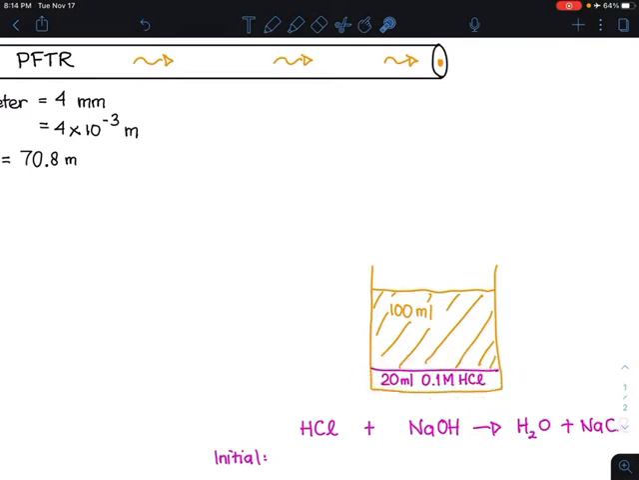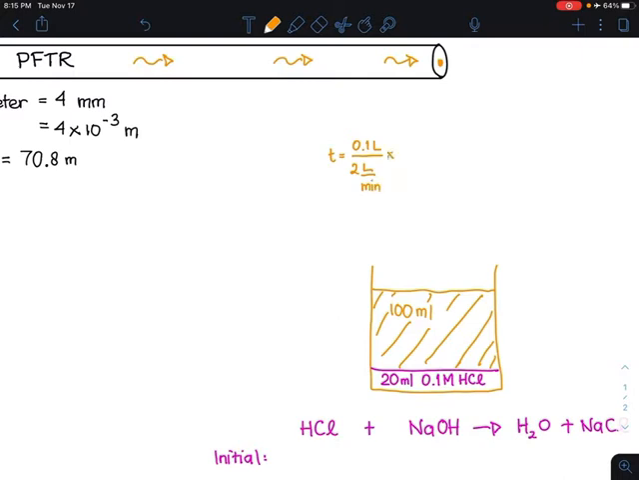Let's say we collect the sample from the outlet, and the amount of sample collected is 100 milliliter. By the way, how long does it take to collect 100 milliliter of sample? We want to collect 0.1 liter, and the total volumetric flow rate is 2 liter per minute.